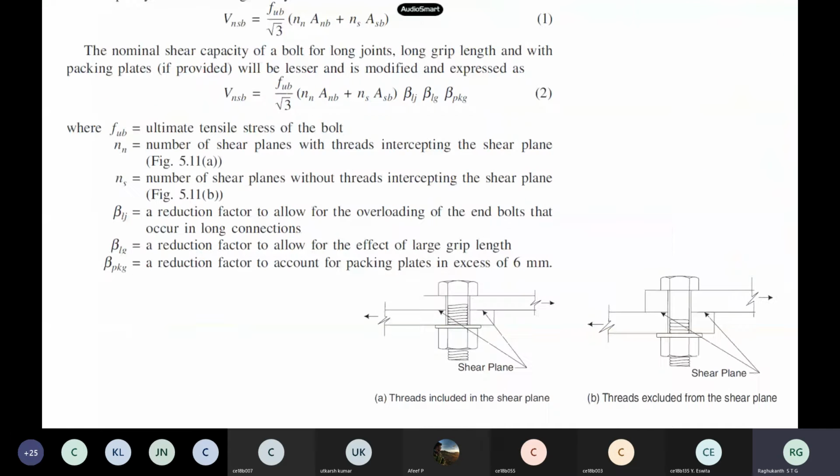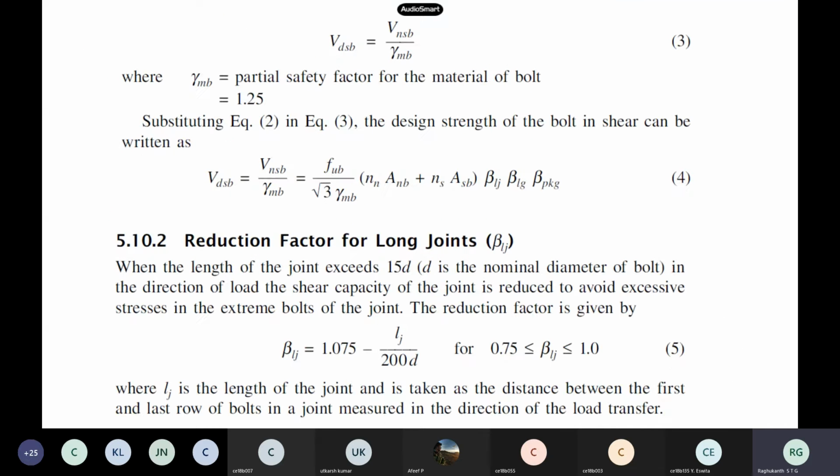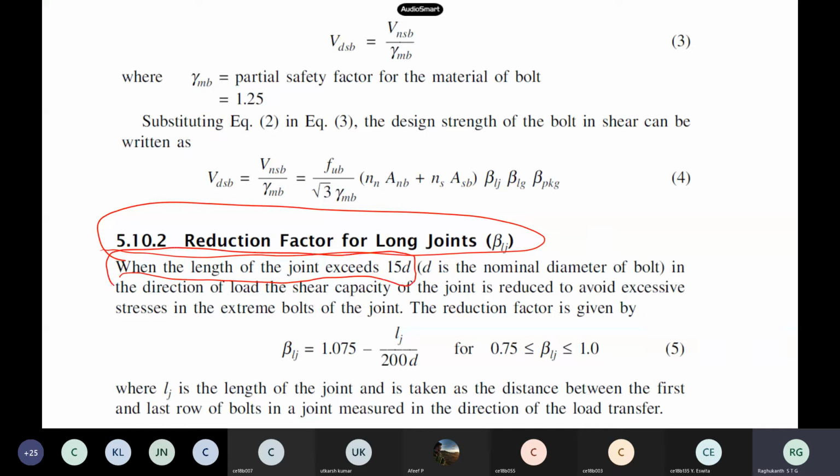Let us see what a long joint is. I am showing the same expression here. Here the shear plane passes through the thread, so you have to use that area. Here the shear plane passes through the shank area. Now these are the reduction factors. For long joints, the strength automatically has to be reduced. What do we mean by a long joint? The definition says when the length of a joint exceeds 15 times the diameter, where d is the nominal diameter of the bolt.